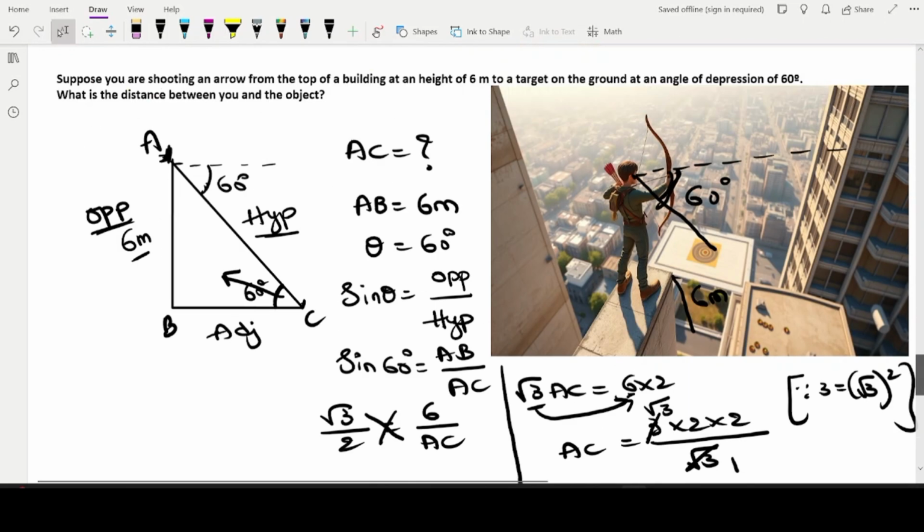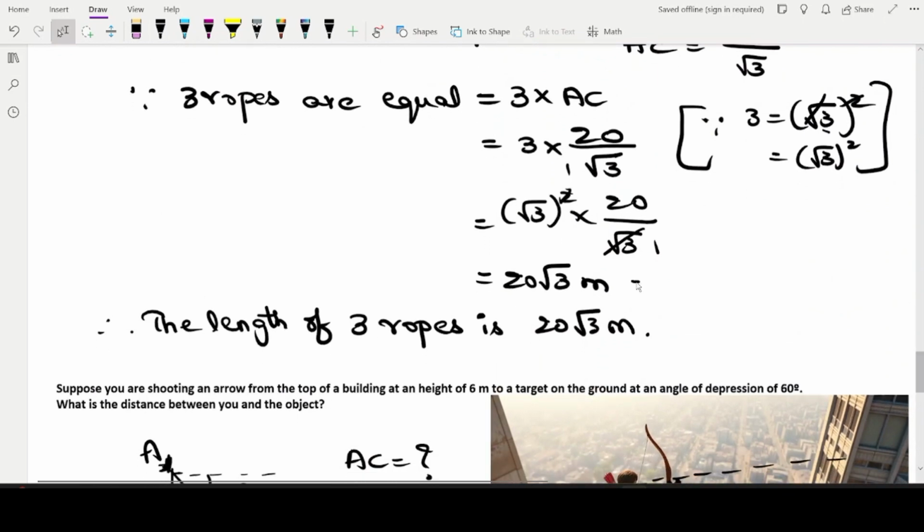So in this problem, you can multiply this thing with 20 into root 3. We know that the root 3 value is 1.72.